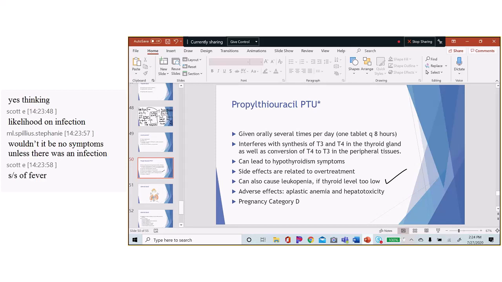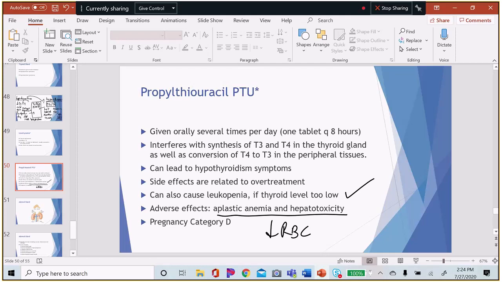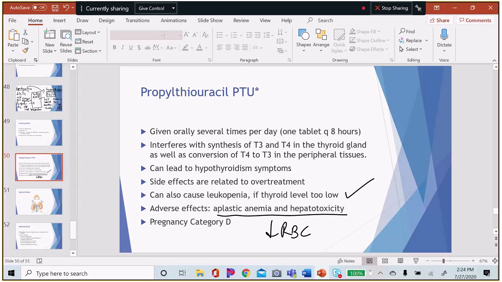Besides overtreatment, they also are at risk for aplastic anemia, which is really just another type of anemia. So that means they have low red blood cell count. So they have what we talked about earlier, fatigue, pallor, weakness, and hepatotoxicity, which we've also talked about, meaning that their liver isn't functioning correctly. And this is a pregnancy category D.